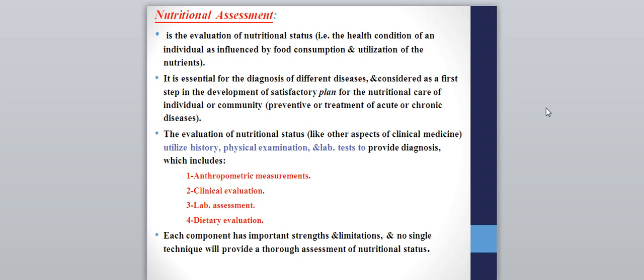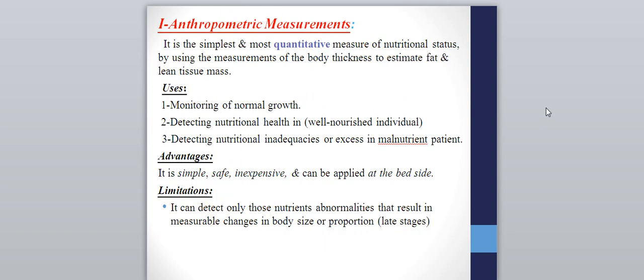So to provide a diagnosis, the nutritional assessment should include anthropometric measurement, clinical evaluation, lab assessment, and dietary evaluation. So this is the answer for nutritional assessment. All of these four together, not only one of them, because one can give an idea, but it is not a complete diagnostic way. None of these techniques, or any single technique, is enough to diagnose a nutritional status.